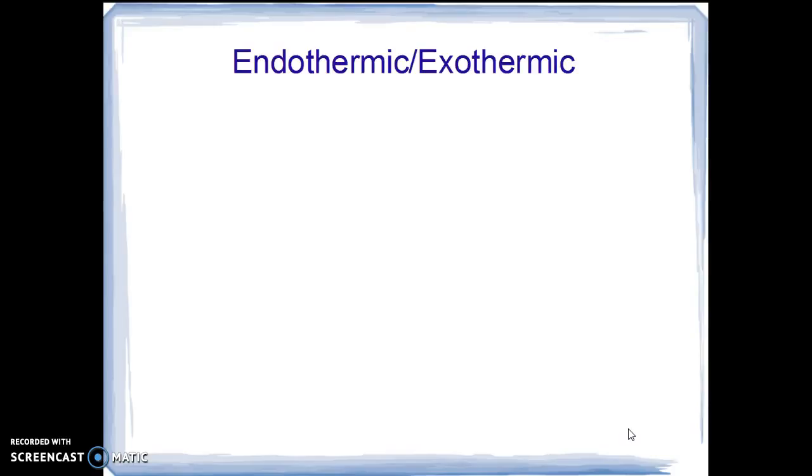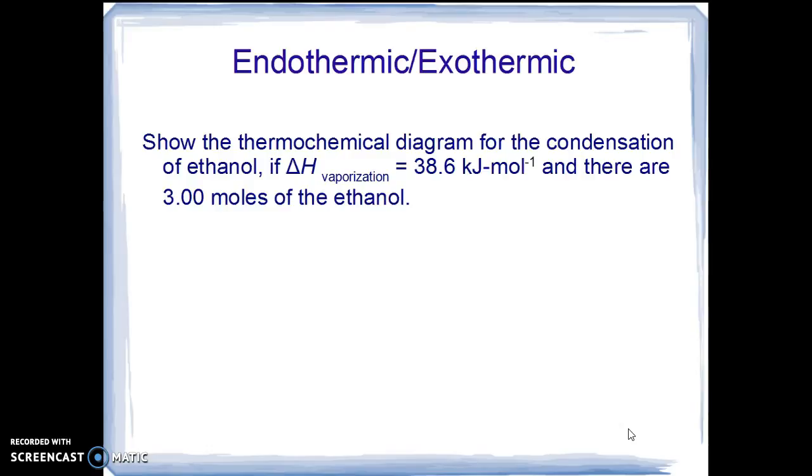The next question we might ask is what we would call endothermic or exothermic. We're asked to show the thermochemical diagram, in this case for the condensation of ethanol, if delta H of vaporization is 38.6 kilojoules per mole, and we're using 3.0 moles of condensing ethanol. This is the kind of thing you might see in a distillation apparatus where we generate ethanol vapor, and then we condense it using a water condenser, for instance.